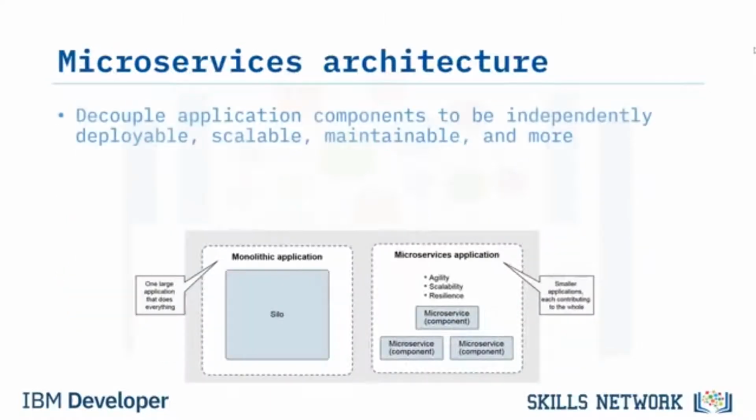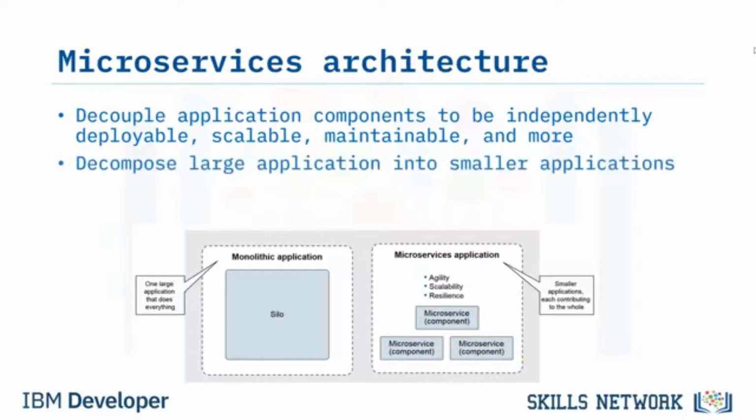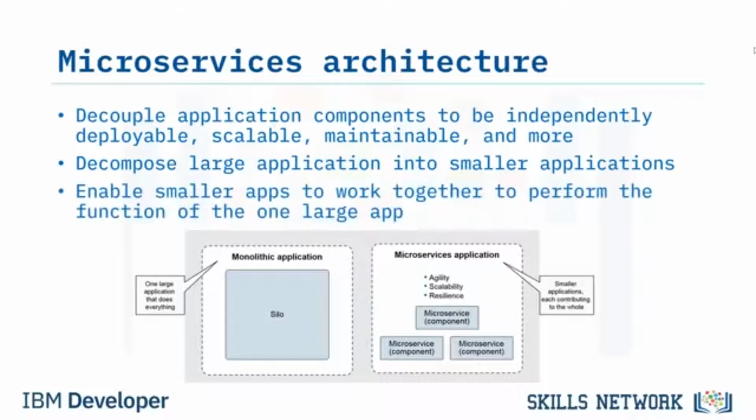A microservices architecture aims to completely decouple app components from one another so that components are independently maintained, scaled, and more. Rather than having one large application in a silo that performs all functions, microservices decomposes the individual application into smaller applications. Those smaller applications work together to perform the function of one large application.